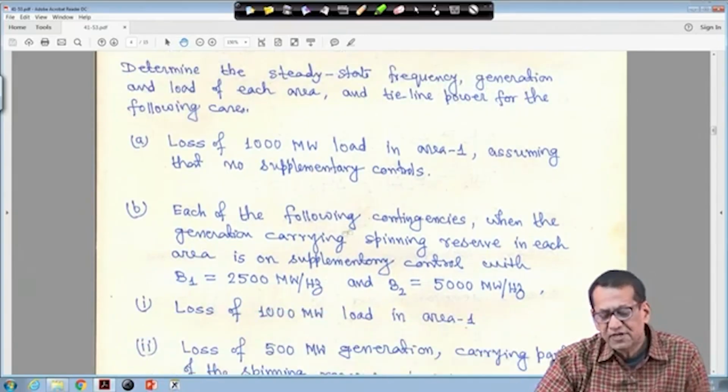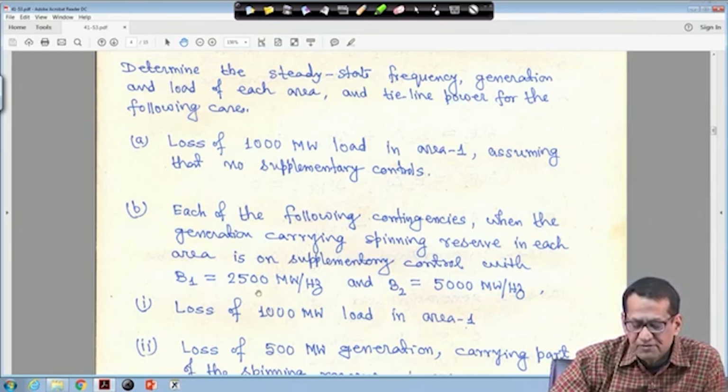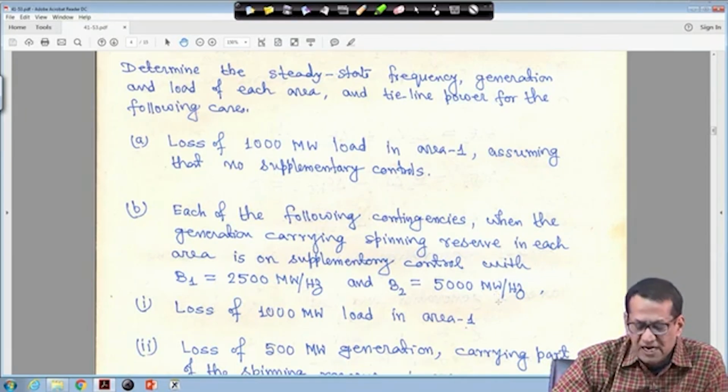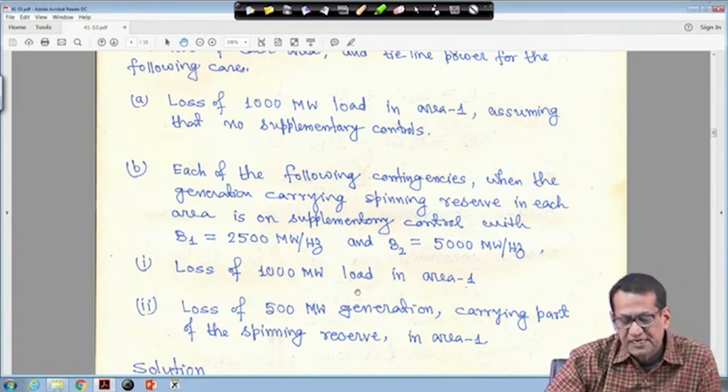Another one: each of the following contingencies when the generation carrying spinning reserve in each area is on supplementary control with B1 equal to 2500 megawatt per hertz and B2 equal to 5000 megawatt per hertz. Number 1, loss of 1000 megawatt load in area 1, and loss of 500 megawatt generation carrying part of the spinning reserve in area 1, right.